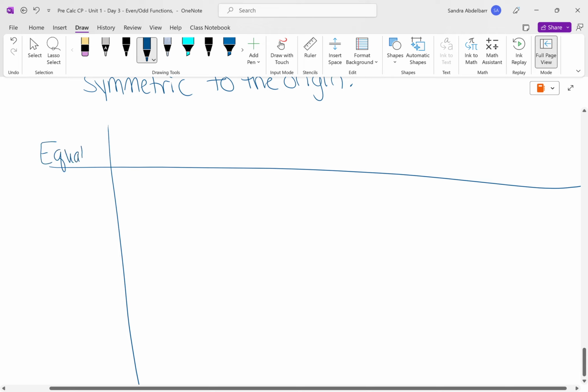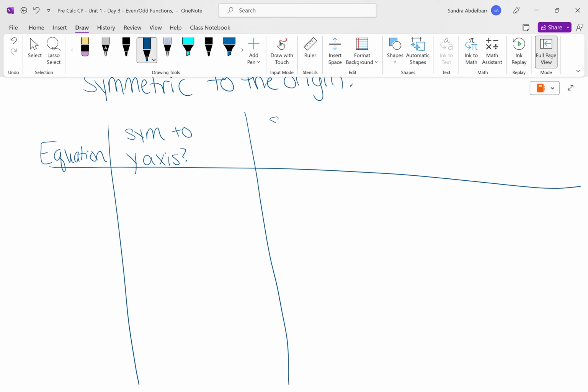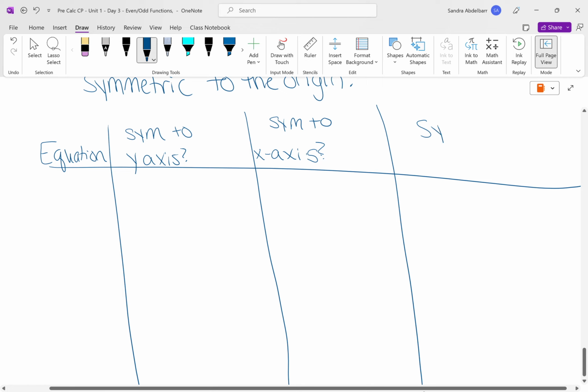Okay. We're going to make a little chart. Equation. And you're going to have a chart just like this on the test or the quiz when we get to it. Symmetric to the y-axis? Symmetric to the x-axis? Or symmetric to the origin?